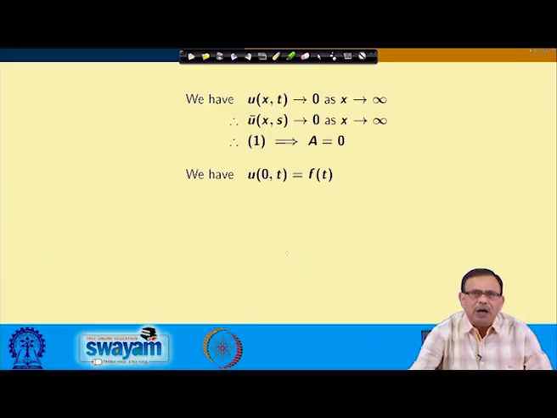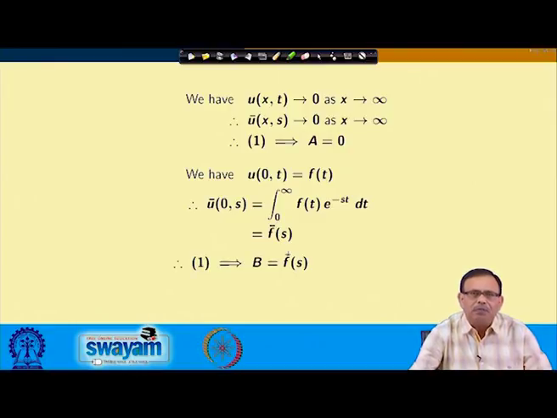So, I have another condition u(0,t) = f(t). From here I can write down ū(0,s) equals the Laplace transform of f(t), taking Laplace transform on both sides actually, which I am denoting as f̄(s). If I substitute this in equation 1, again I will obtain B = f̄(s). Therefore, the value of the constant A equals 0 and B equals f̄(s). So, my ū becomes e^(−sx/a) f̄(s).